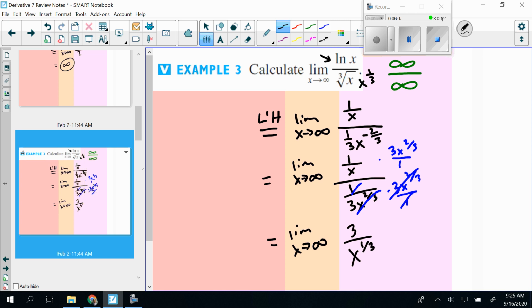All right, so now let's check it. As this goes to infinity, we have 3 over a large number. What's that going to go to? This one's going to approach 0.